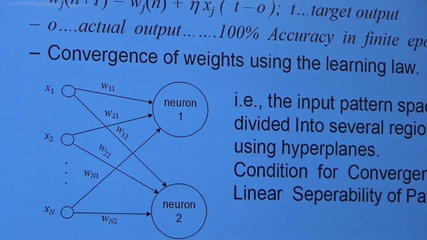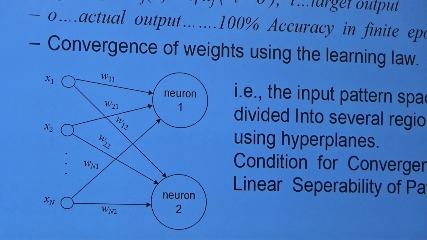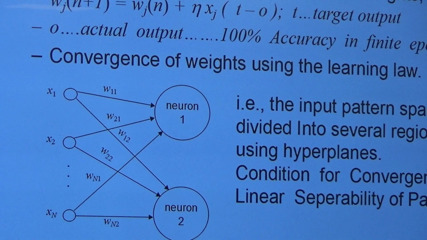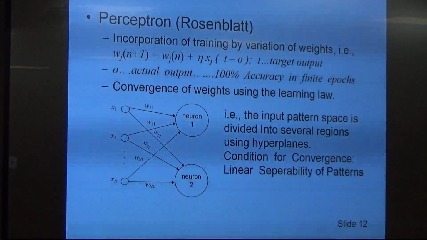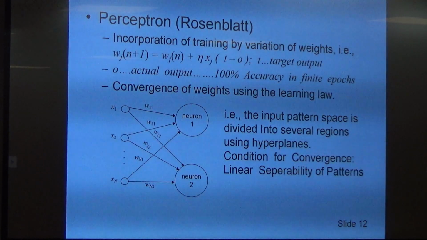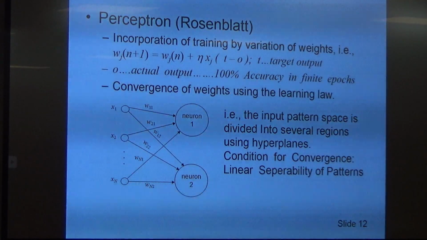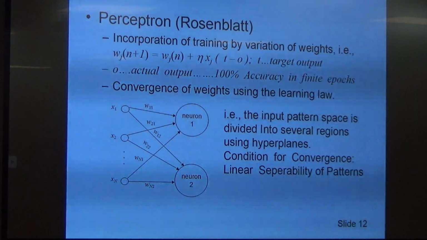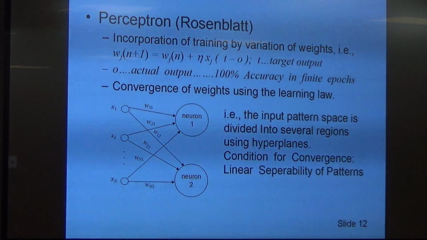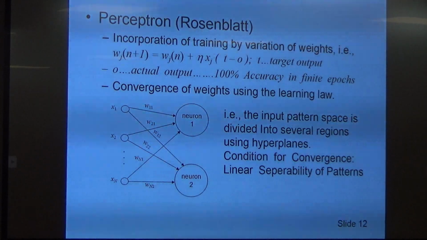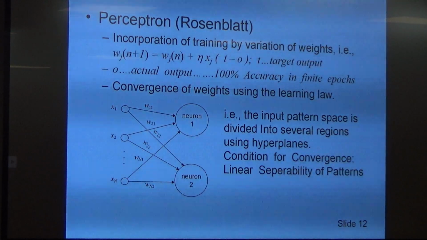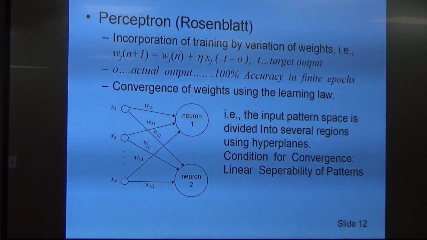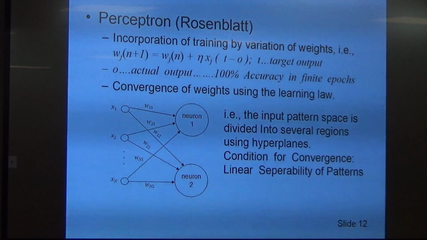It so turns out that this idea of a single layer perceptron was very successful if you know that the patterns are linearly separable. The input pattern space is divided into several regions using hyperplanes. So the condition for convergence is linear separability of patterns. Those of you who are interested, the proof is available in the book by Simon Haykin. It's not very easy, but it is not too difficult. The proof is available.